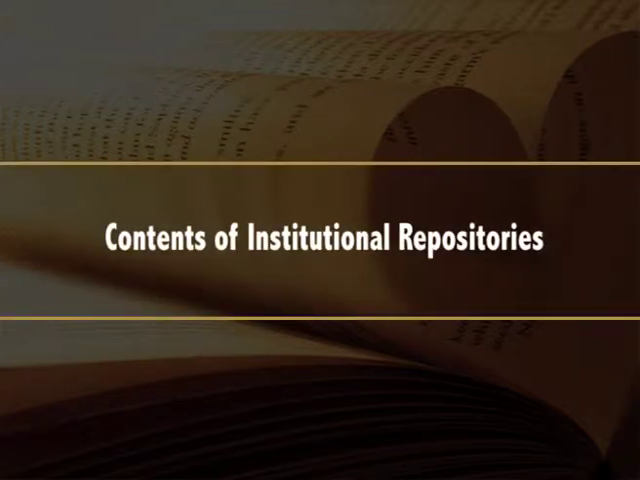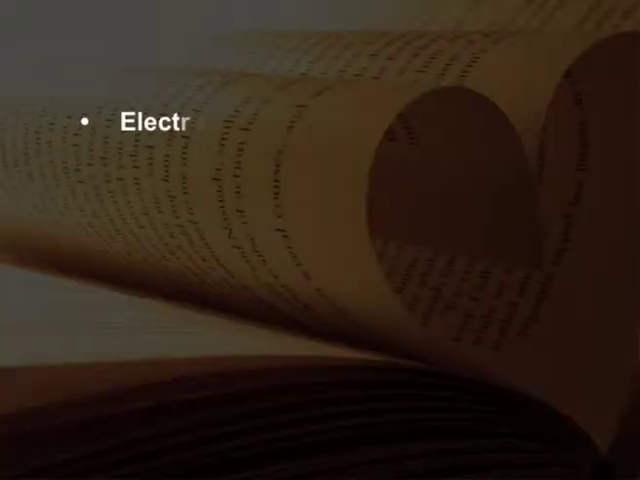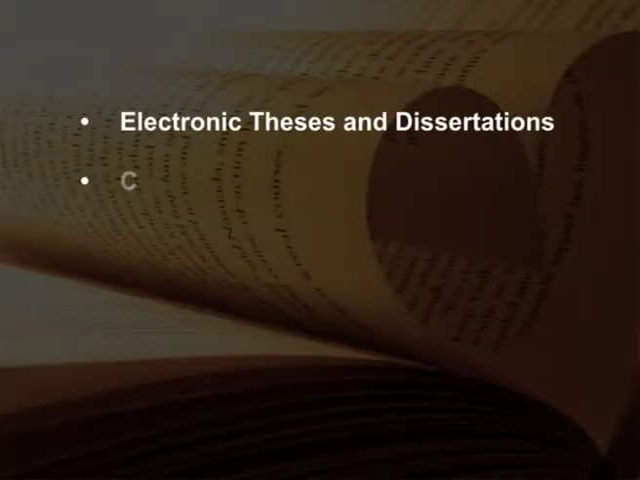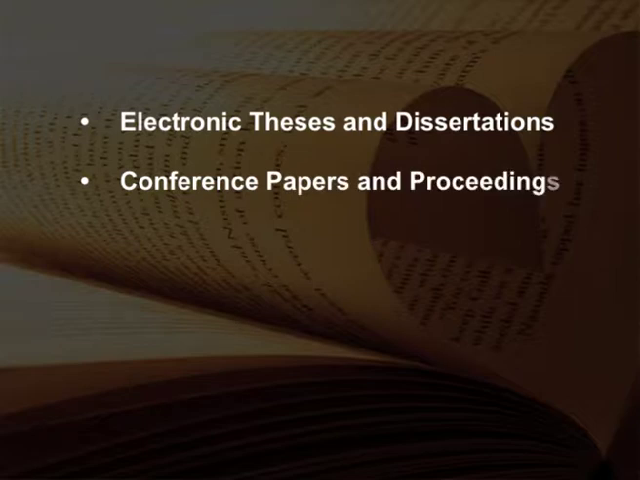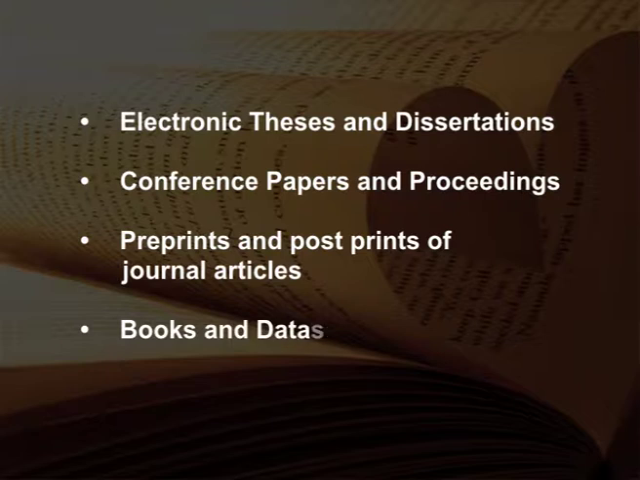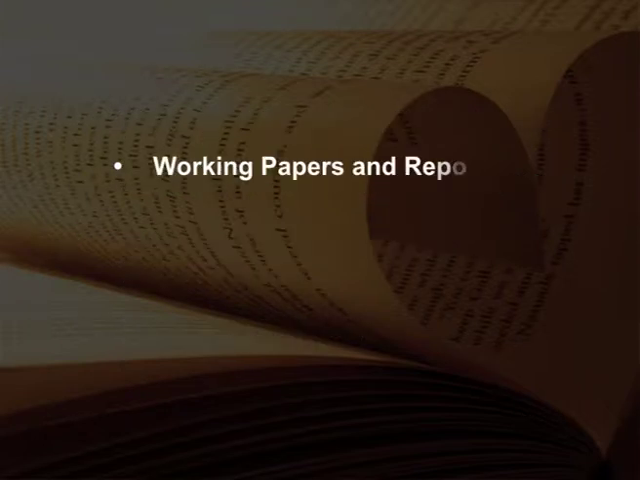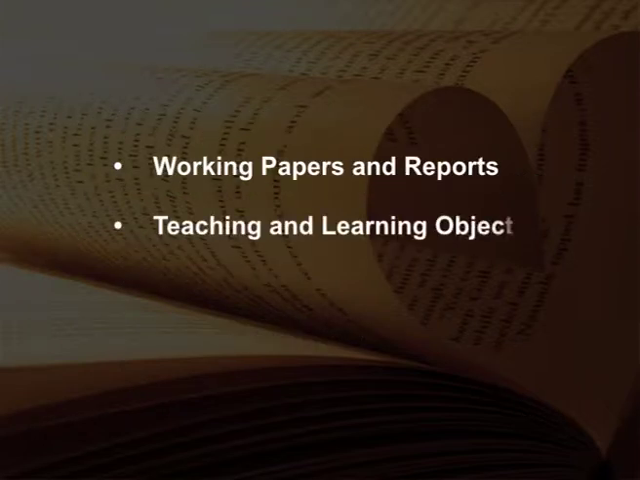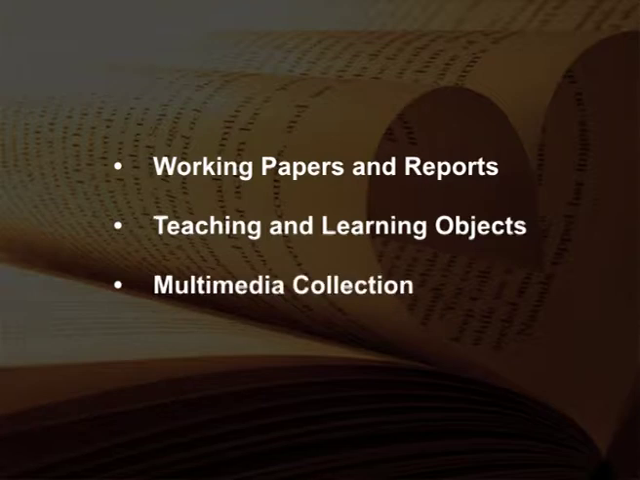Contents of institutional repositories. Research communities, in coordination with developers of institutional repositories, have to decide the kind of materials to be deposited in institutional repositories. Some of the types of content are described below: electronic theses and dissertations, conference papers and proceedings, preprints and postprints of journal articles, books and data sets, working papers and reports, teaching and learning objects, multimedia collection.